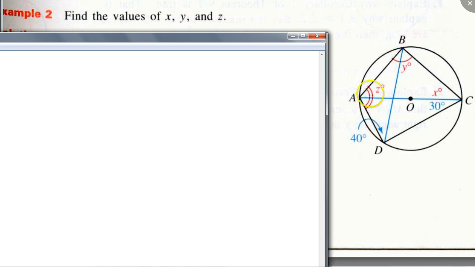This angle z is not BAC. It's the BAD, the whole thing. You see how it's going through the whole thing? So that's what they want you to find, z, because some of you thought that z was BAC. It's not BAC, it's BAD. Does that make sense? Go ahead, everybody find the values of x, y, and z. I'll wait. Help each other out as a group.